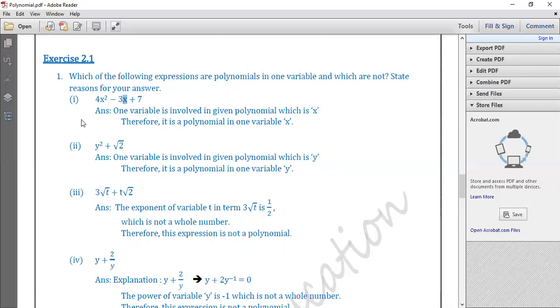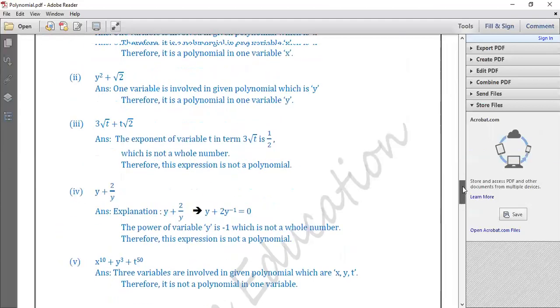I mean, it is not like we have 4x square minus 3y, whatever. We don't have that. We just have x here, only x. So the variable involved here is x, therefore it is one variable. And here y, only one variable is involved. So y is a variable and it is one variable. And here, if you see, 3 root t plus t root 2. If you expand the variable term, 3 root t, that is power half. So half is not a whole number. Since it is not a whole number, it is not a polynomial.